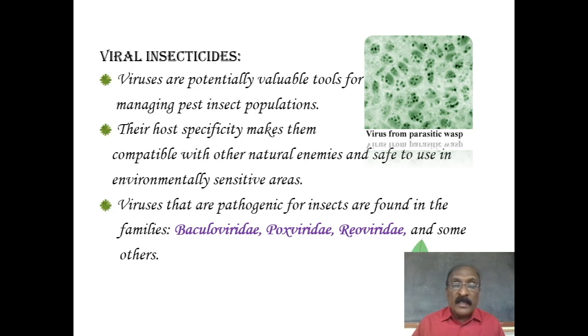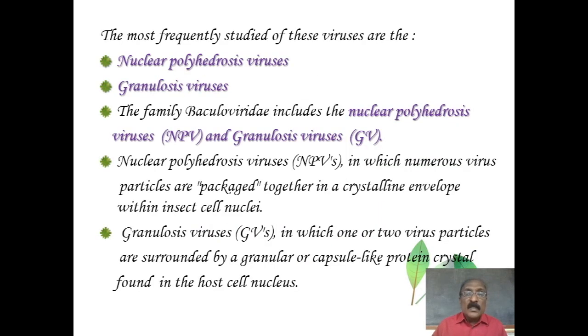Viruses that are pathogenic for insects are found in the families Baculoviridae, Poxviridae, Reoviridae, and some others. The most frequently studied of these viruses are the nuclear polyhedrosis viruses and granulosis viruses. The family Baculoviridae includes the nuclear polyhedrosis viruses and granulosis viruses.